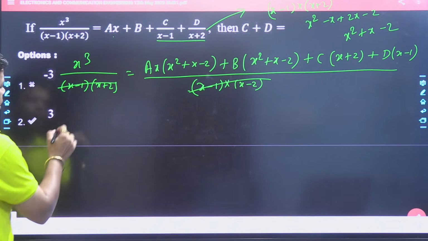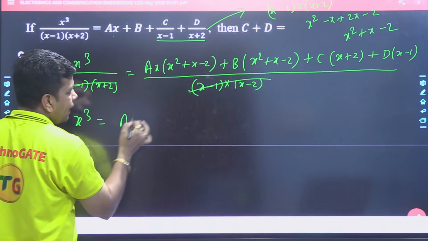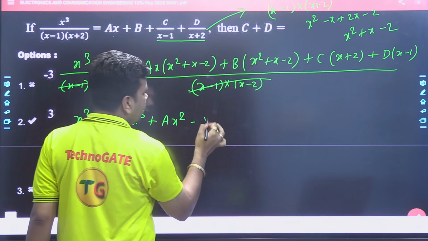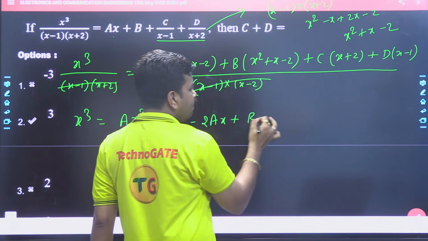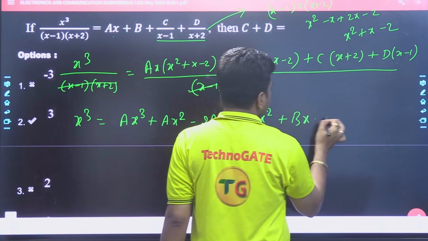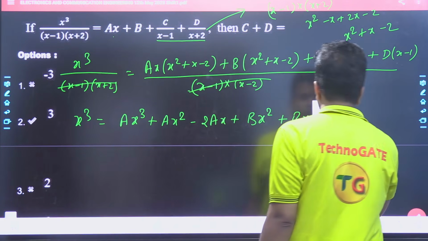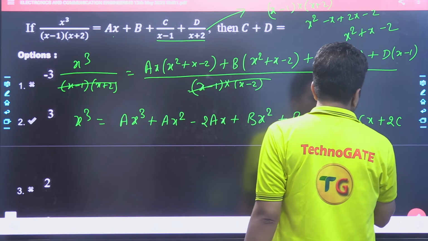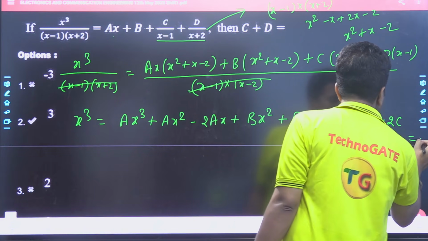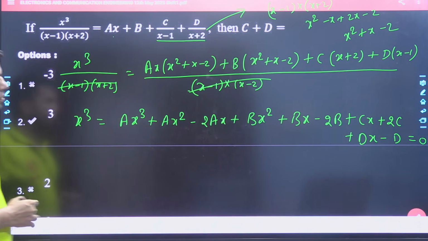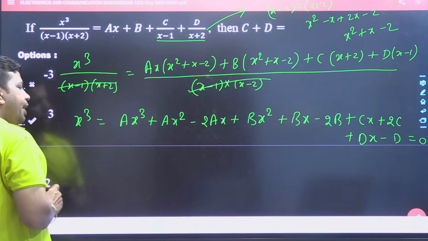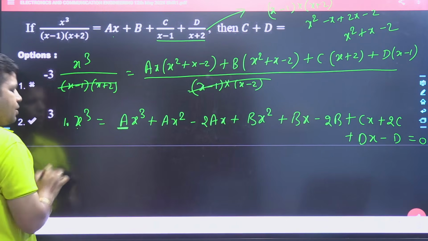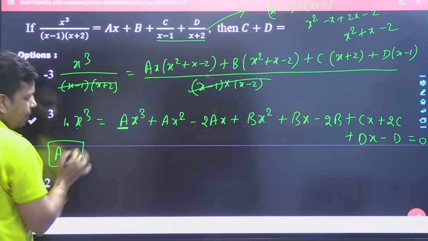What we can say: x cube is equal to, here ax multiplied with this becomes ax cube plus ax square minus 2ax plus bx square plus bx minus 2b plus cx plus 2c plus dx minus d, and the left side has no other terms. Now see, if we compare the coefficient of x cube, here the coefficient of x cube is a, here the coefficient of x cube is 1. So with the help of that we can say that the value of a becomes 1.